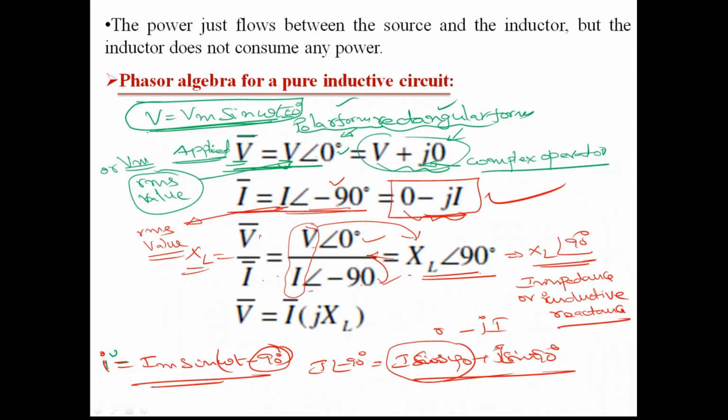Right. So I already told you earlier, this 90 degrees can be represented as the j operator into XL. We can write it like this. Minus 90 we write as minus jXL below. So what we get is this. This is about the voltage expression. V bar is equal to I bar into j times XL. This is the phasor algebra of a pure inductive circuit.